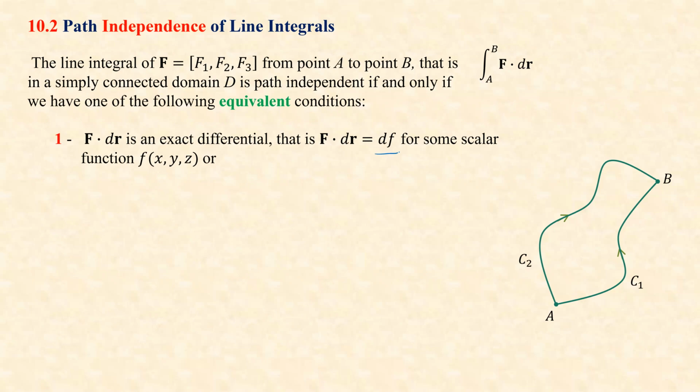That is, the exact differential of a function f, which is a three-dimensional scalar function. So this is a scalar. All right. So we say that if f dot dr is the total differential, or exact differential, of a scalar function, then the line integral is path independent. This means that f dot dr is the total differential of f.